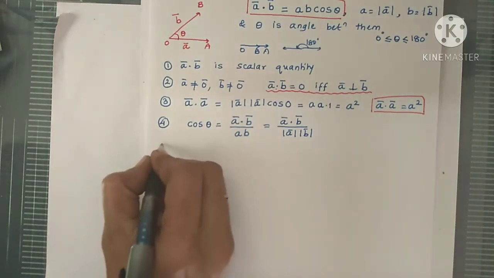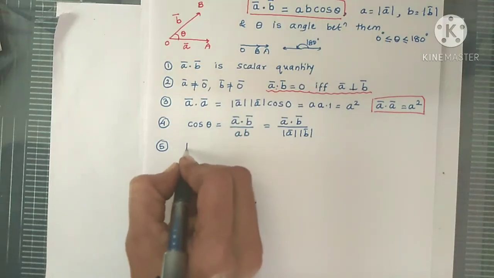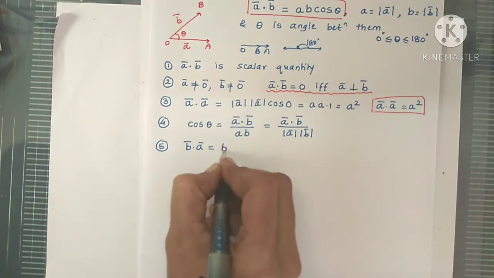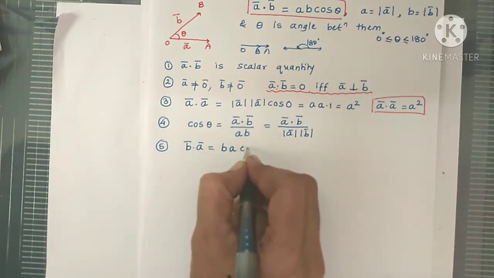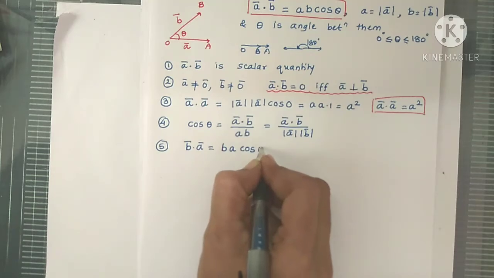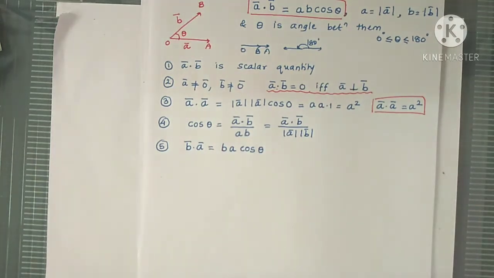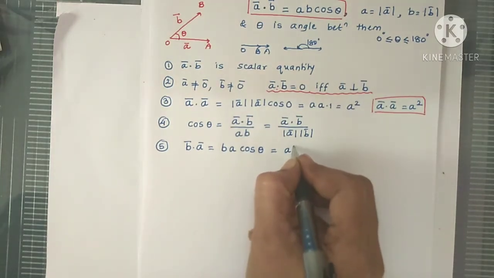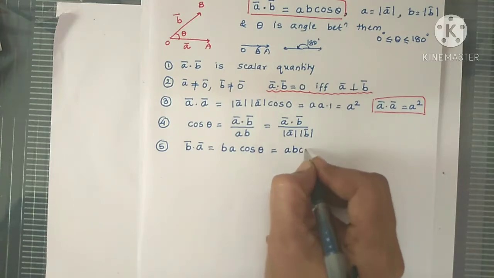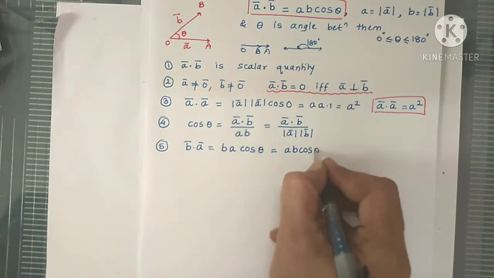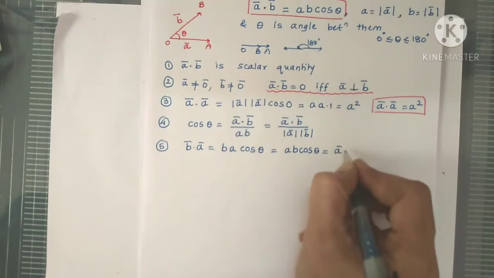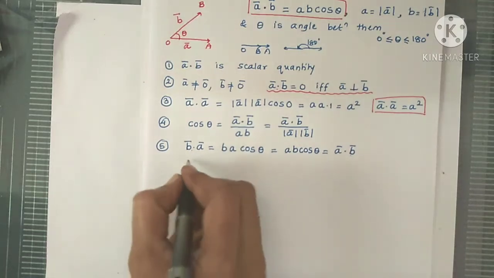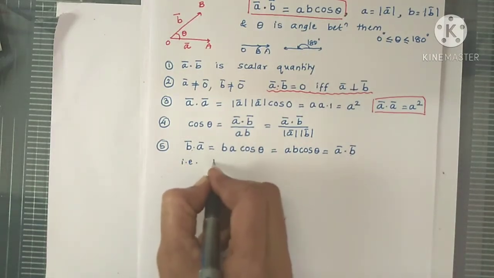Now you can check that if I write b bar dot a bar, what happens? B bar dot a bar is ba cos of the angle between them. Now if the angle between a bar and b bar is theta, then the angle between b bar and a bar is also theta. So it is ba cos theta. As it is a product of real numbers, we can write them in any order. So we can write it as ab cos theta, and that is a bar dot b bar. That means we have a bar dot b bar equal to b bar dot a bar, that is, dot product is commutative.